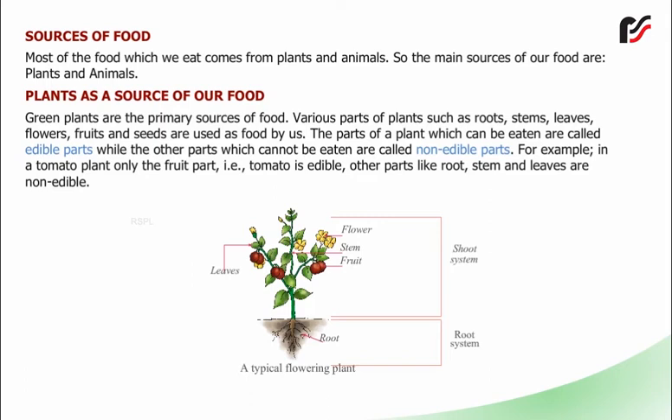The parts of a plant which can be eaten are called edible parts, while the other parts which cannot be eaten are called non-edible parts. For example, in a tomato plant, only the fruit part, that is, tomato, is edible. Other parts like root, stem and leaves are non-edible.